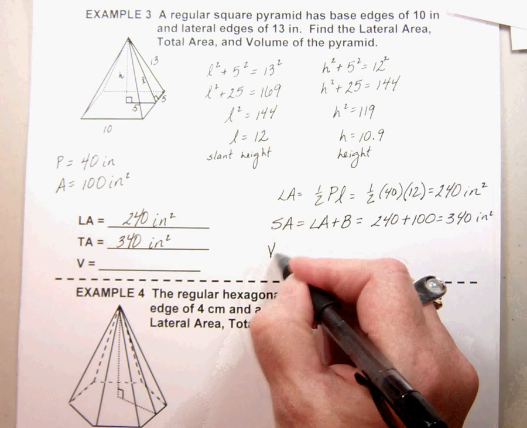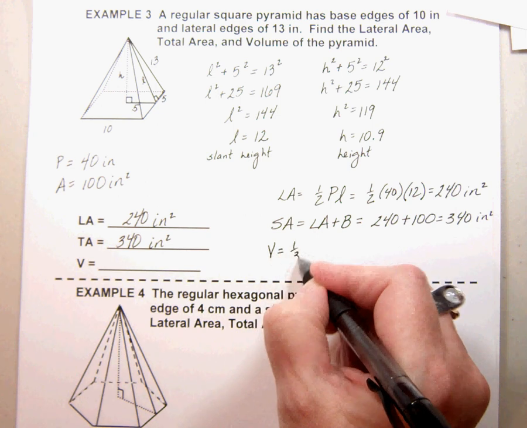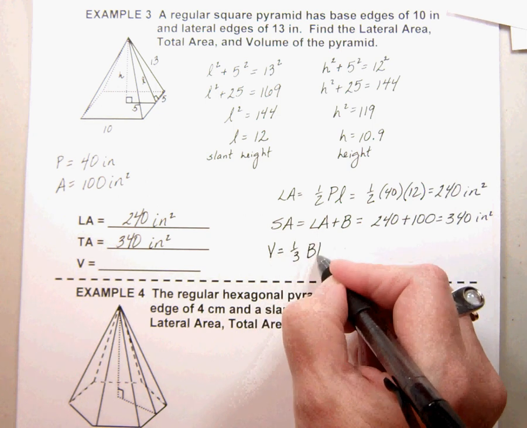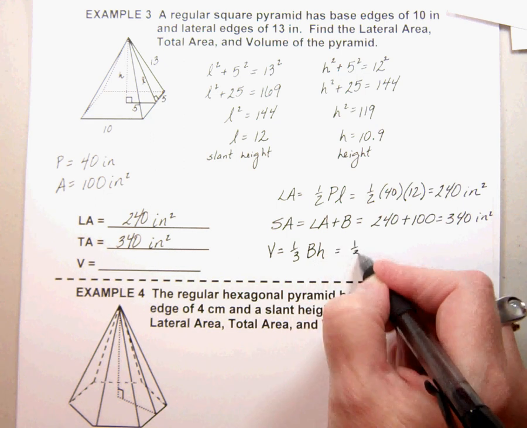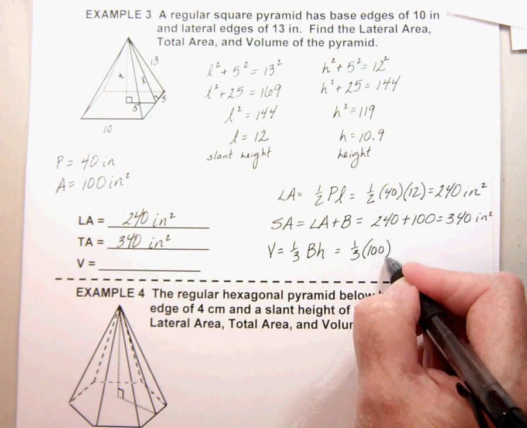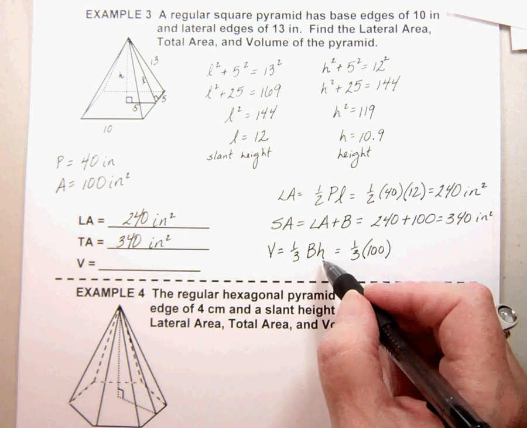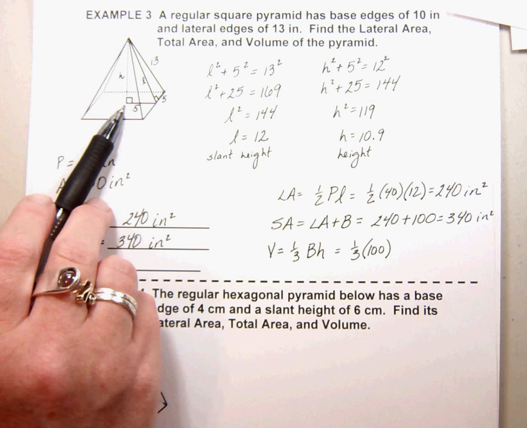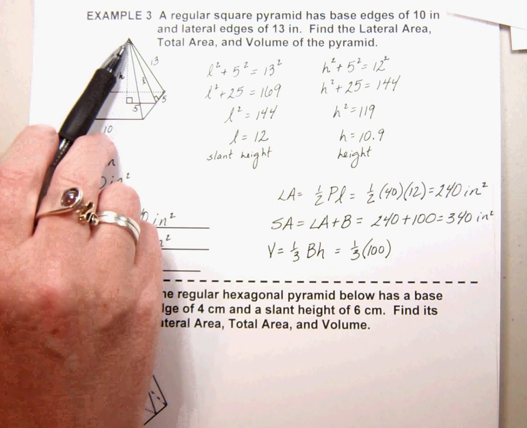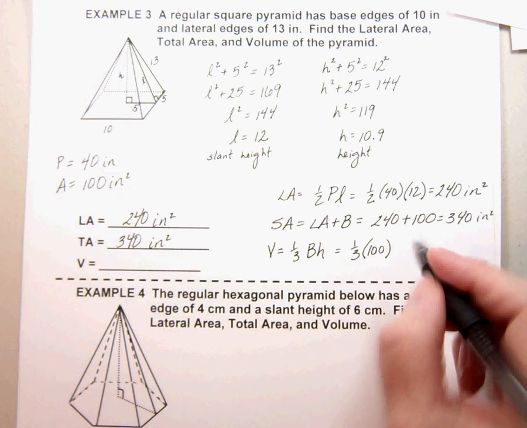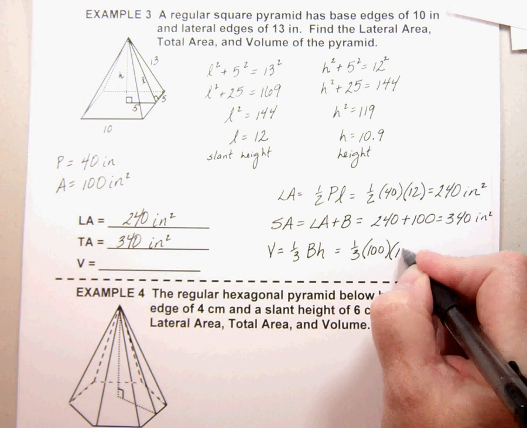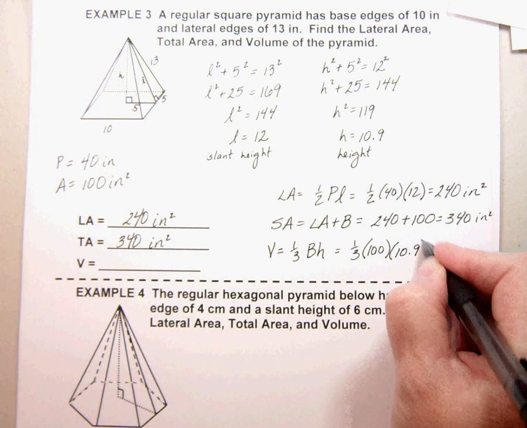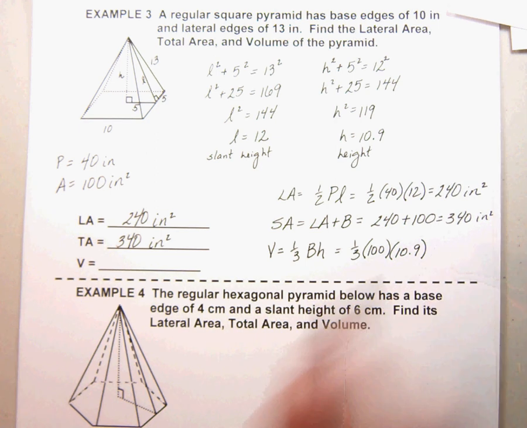Now the volume formula, since it's a pyramid, is 1/3 the base area times the height. 1/3 the base area of 100 and the height. Now this h, don't get it confused with the slant height. It means from the center of the base of your pyramid, up to the vertex point. And that height here is, we did kind of approximate, but it's 10.9. So this one was going to be, let's do the math, 1/3 times 100 times 10.9.